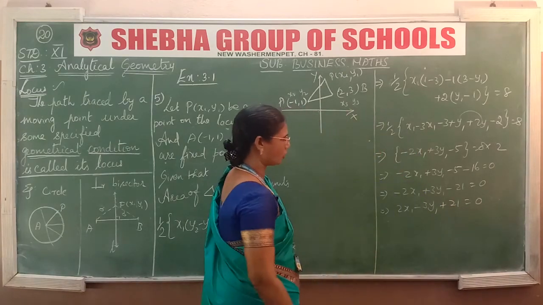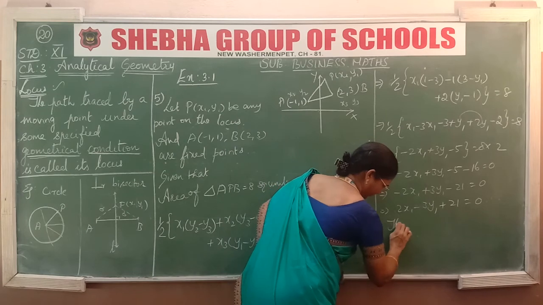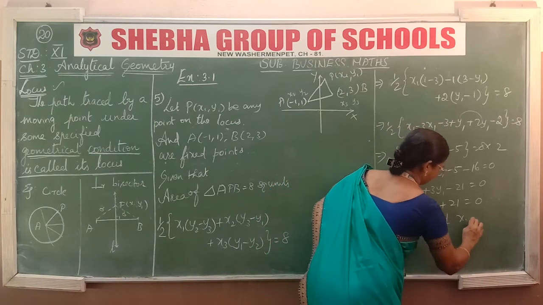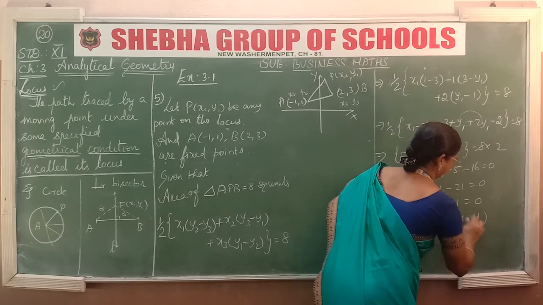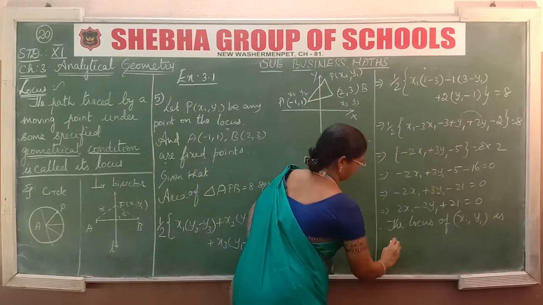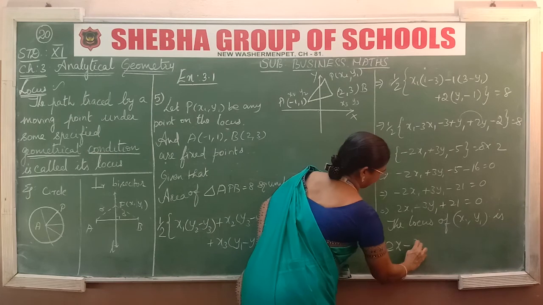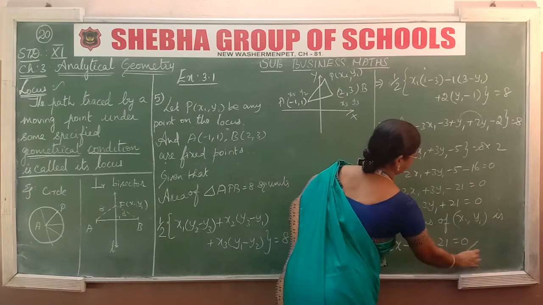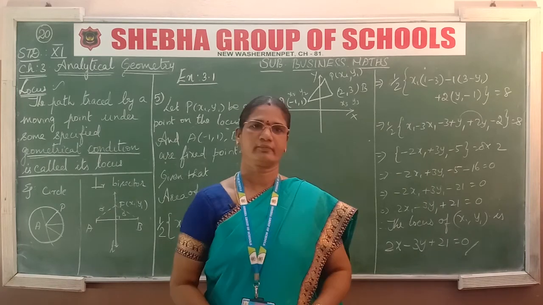Now take the locus. Therefore, the locus of the point (x1, y1) is 2x − 3y + 21 = 0. Understood this?